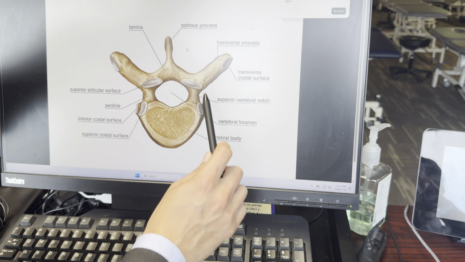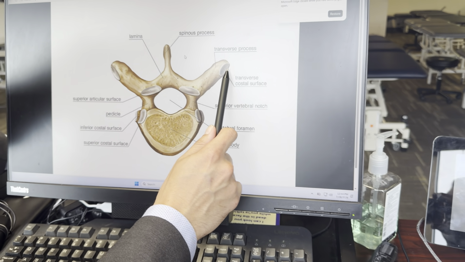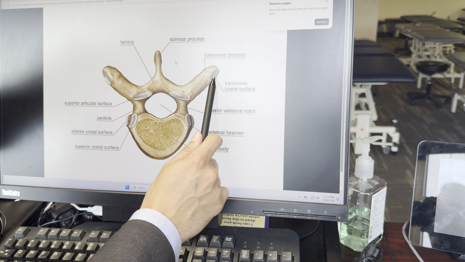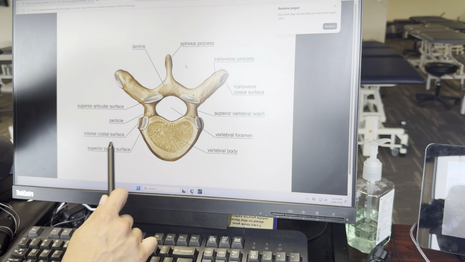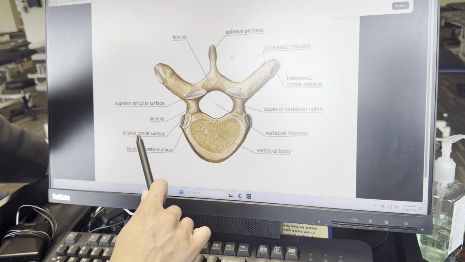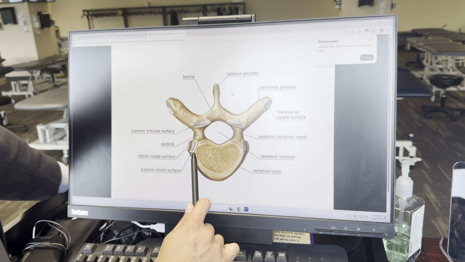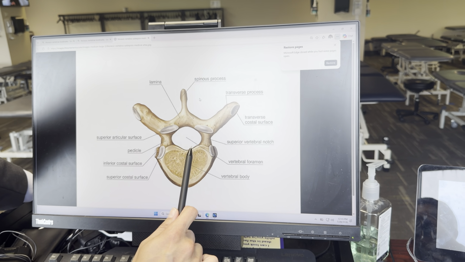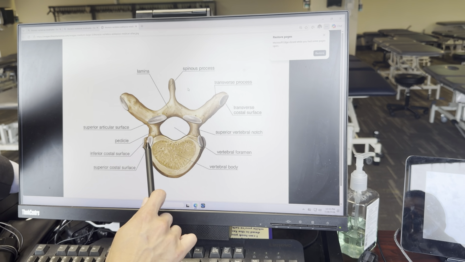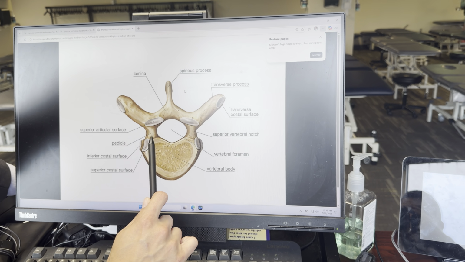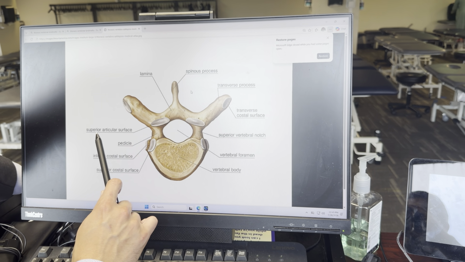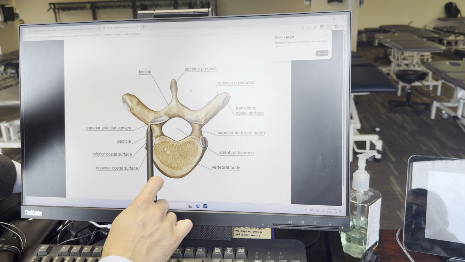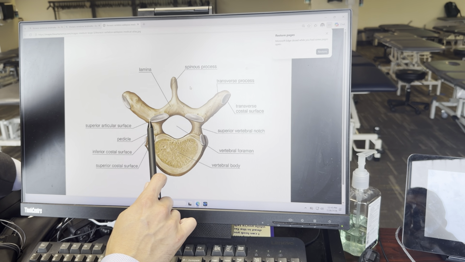What's unique about the thoracic vertebrae here is that there is a transverse costal articulation with the ribs, as well as a superior costal and inferior costal surface, where it articulates with both the rib just above and below. So there are two areas where each thoracic vertebra articulates with that rib. You also have to know that this is the superior articular surface, and there's an inferior one on the underside.